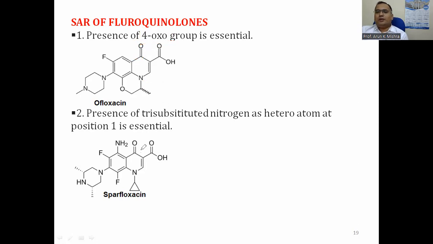And now the next SAR point is tri-substituted nitrogen. Where is the tri-substituted nitrogen? This tri-substituted nitrogen is at the 1st position. 1, 2, and 3. The 3 substitutions are there on this nitrogen. When we discuss the structure of sparfloxacin or even the structure of ofloxacin, we can see that tri-substituted nitrogen is one of the heteroatoms, and it is an essential part of the fluoroquinolone structure. It means for better activity, it must be there. It is essential. The presence of the 4-oxo group, जैसा हमने पहले SAR के पॉइंट में देखा, और दूसरे SAR के पॉइंट में ट्राई सब्स्टिट्यूटेड नाइट्रोजन आवश्यक है फ्लोरोक्विनोलोन्स की बेहतर एक्टिविटी के लिए.